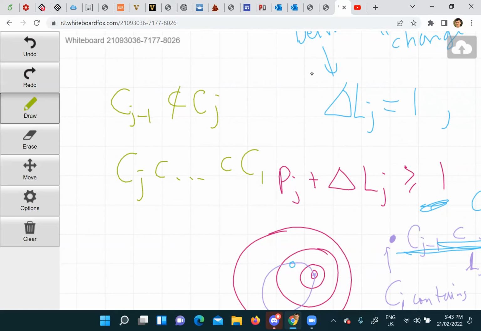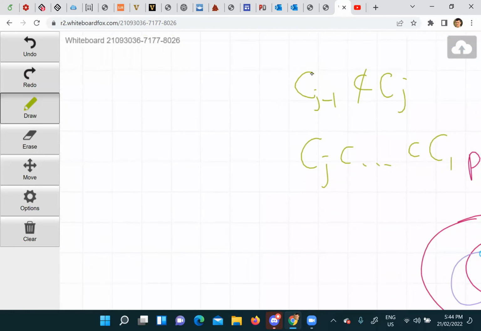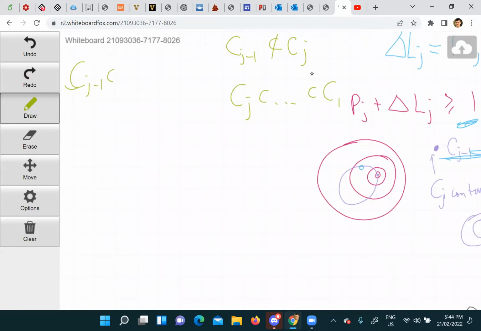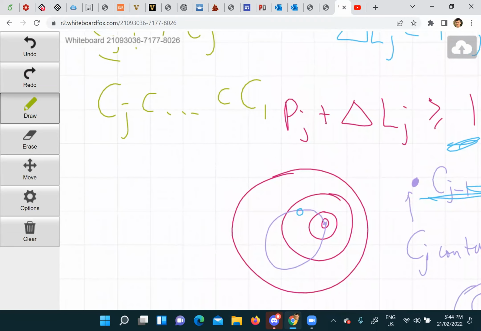Let me do this. So you could have Cj minus 1. Okay, this notation is getting a bit out of hand, but if you look at this diagram, the red circles represent the first chain with the Cj minus 1, yeah? And the purple circle represents Cj, yeah? So Cj has decreased 2 levels, yeah? So it's decreased 2 levels.